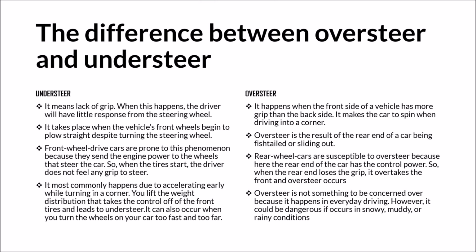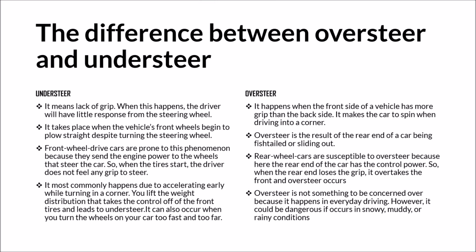Front-wheel drive cars are prone to this phenomenon because they send the engine power to the wheels that steer the car. So when the tires slip, the driver does not feel any grip to steer. It most commonly happens due to accelerating early while turning in a corner. You upset the weight distribution, which takes control from the front tires and leads to understeer. It can also occur when you turn the wheels of your car too fast and too far.